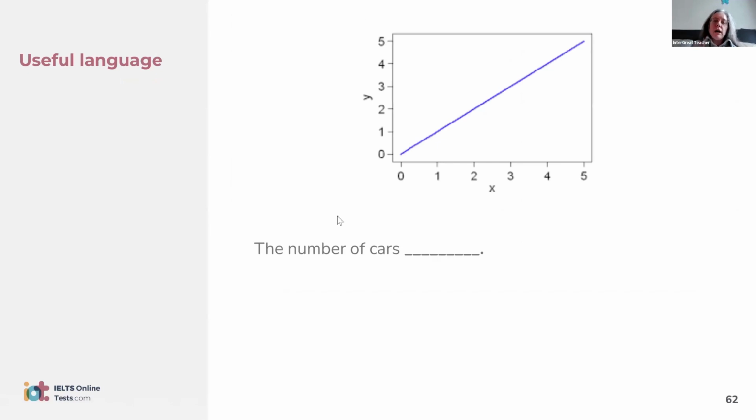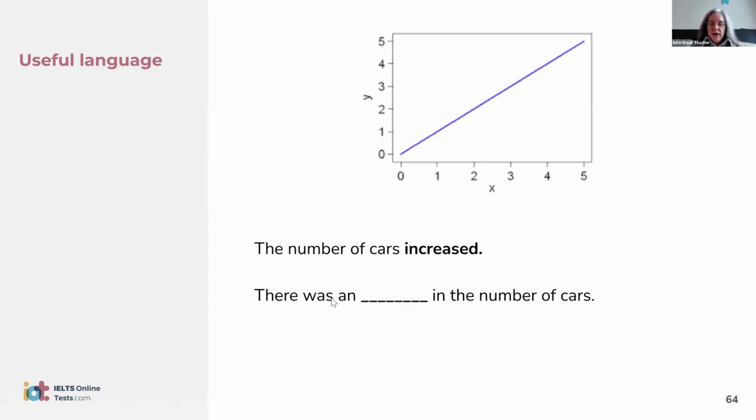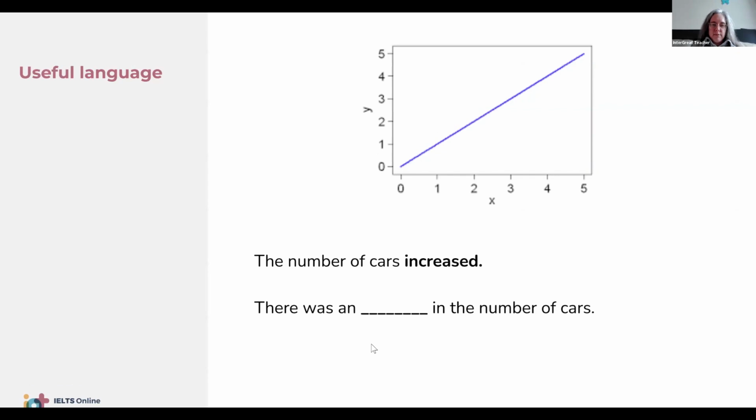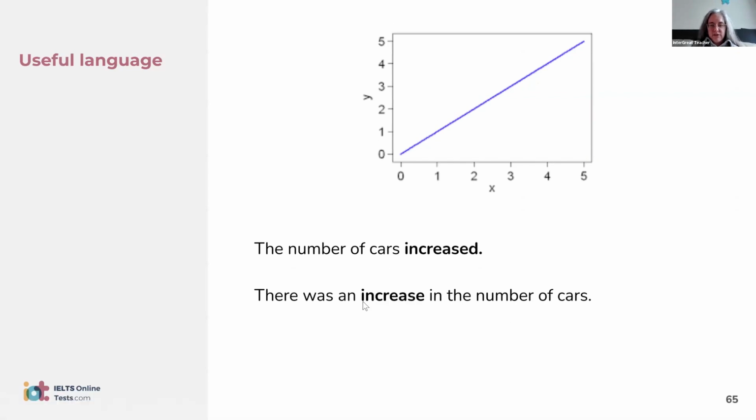Okay, so let's look at some of this language in action. So for this one, if we say that this graph is about cars, we could say the number of cars increased. Or there was an in the number of cars. So in the first sentence, we've got increased, which is a verb. So if we want to use the same word, but in a different form, what would we put in the gap? Yes, good. I can see in the comments, increase. Good, right, well done. Okay, so there was an increase in the number of cars.